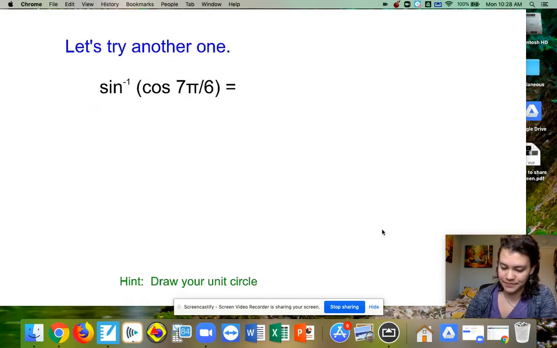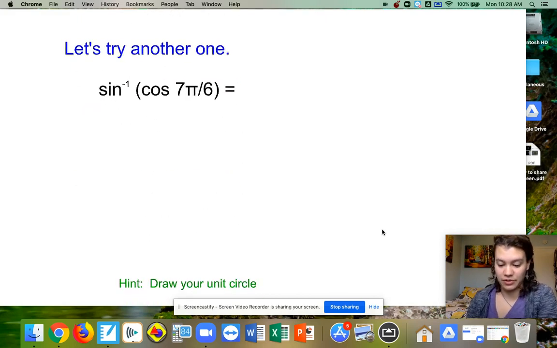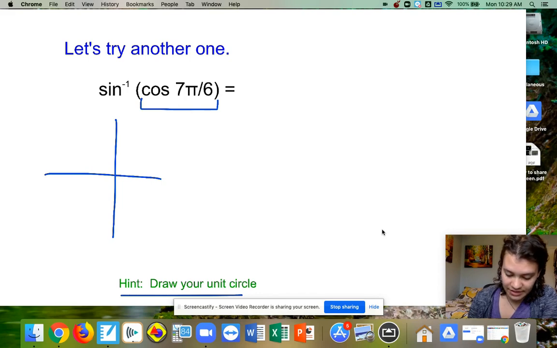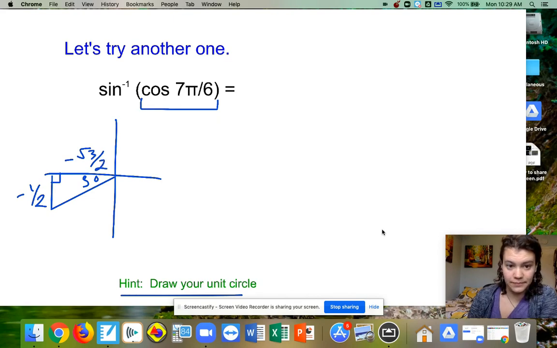So some examples. Here we have a compound one. So we're going to do this chunk first, get an answer, and then do the sine inverse. So we're going to draw two separate unit circles. So first to place 7 pi over 6, we're 1 pi over 6 past 1 pi, so we're somewhere about here. And pi over 6 is a 30-degree angle. So we have -1/2 over here and -√3 over 2 on there.